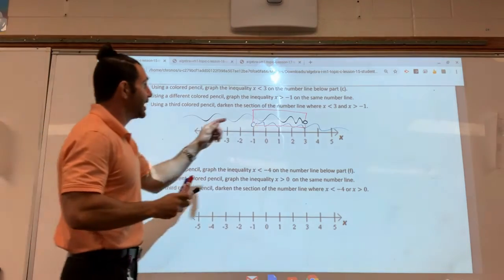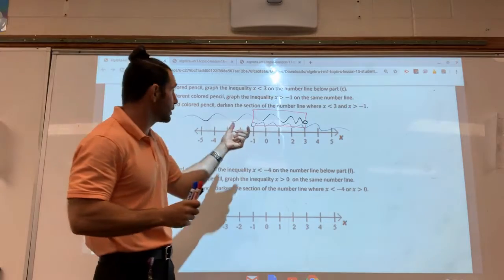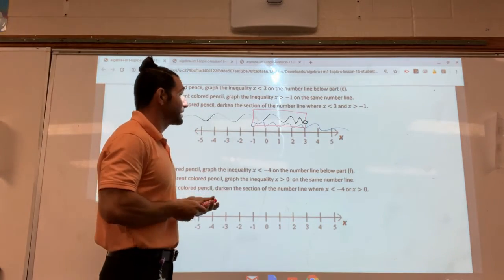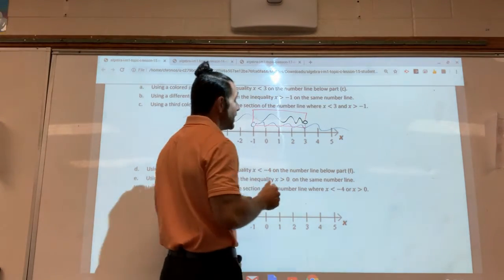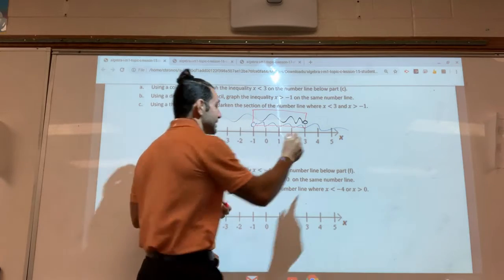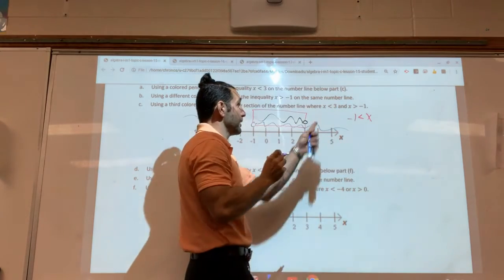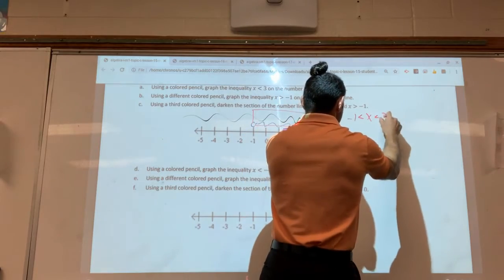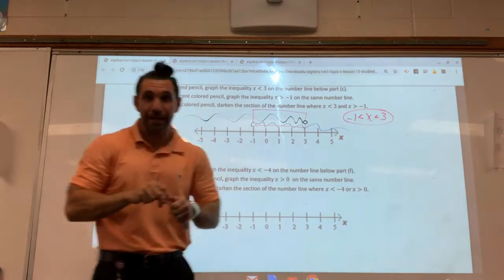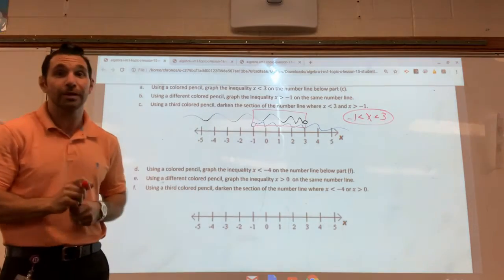Why? Because it has to work for both. That's where those graphs of the inequalities overlap. So how would I say this? I'd say x is less than 3 and x is greater than 1. You can actually adapt it a little bit more by saying, okay, -1 less than x, because all I did was flip that, and x is less than 3. And you're going to learn that. So this is how I would write this inequality in set notation for an and.